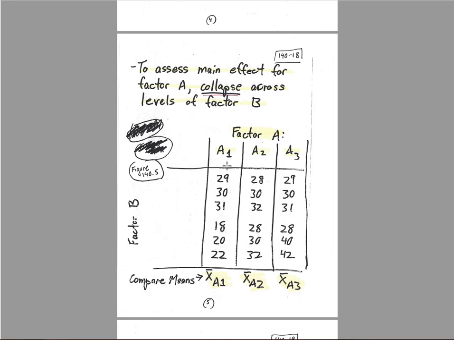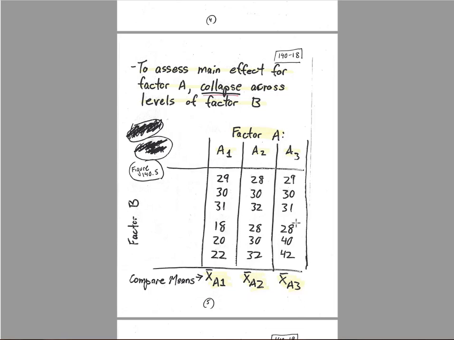I'm going to look at the 6 people that got 0 weeks of therapy. I'm going to determine what's their mean score on the dependent variable, psychological health. I'm going to look at the 6 people that got 5 weeks of therapy. What's their mean score on psychological health?